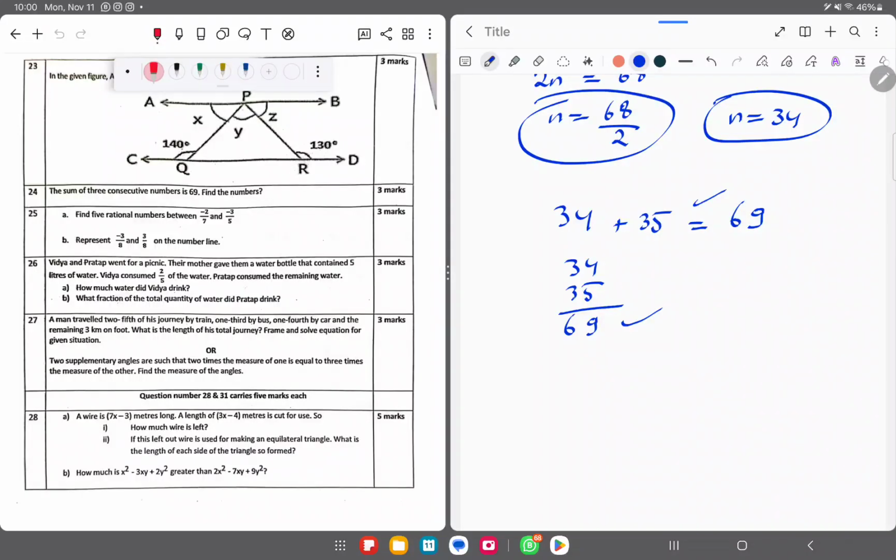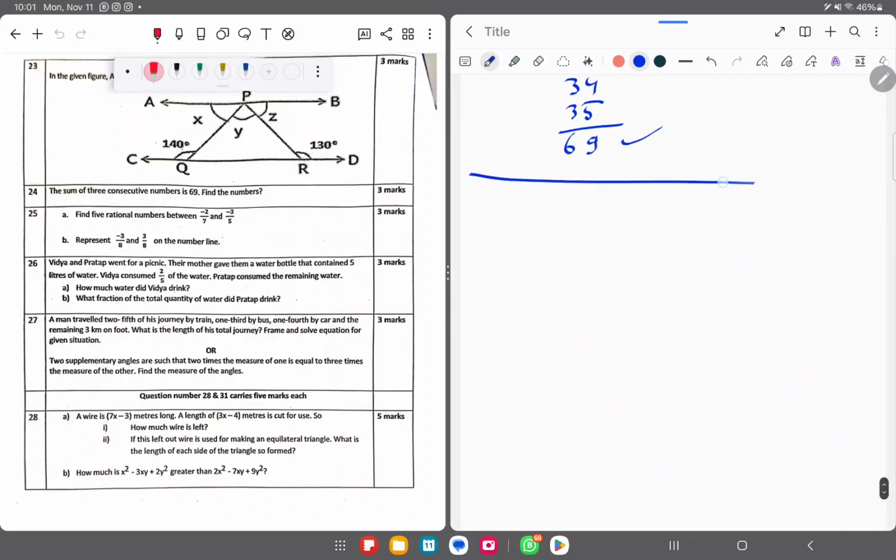25, right? No, half of it is wrong. 25, half of it is wrong.